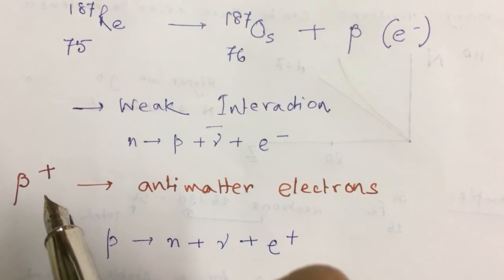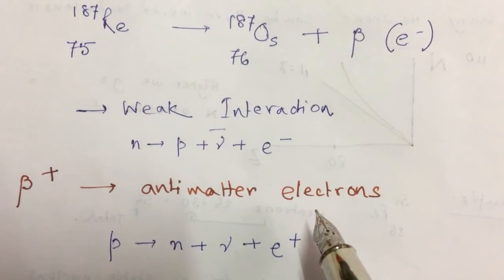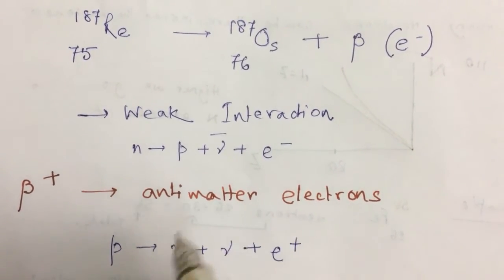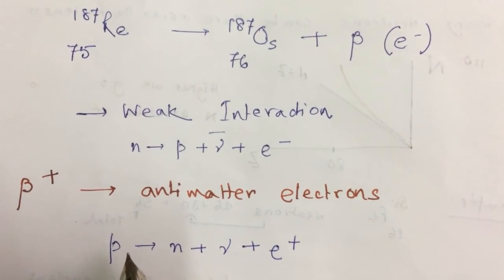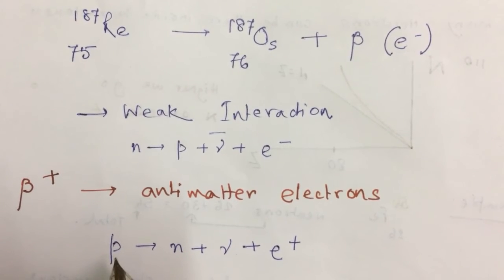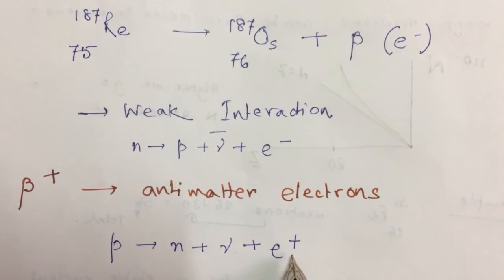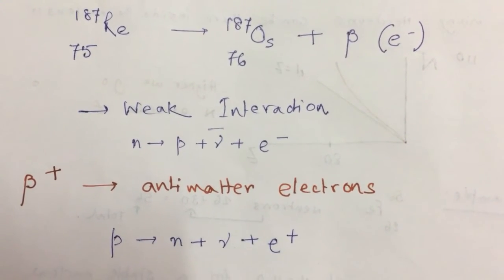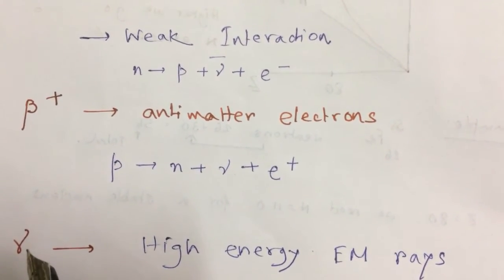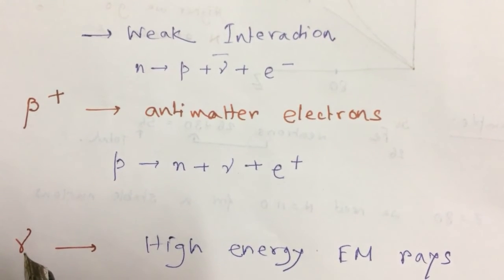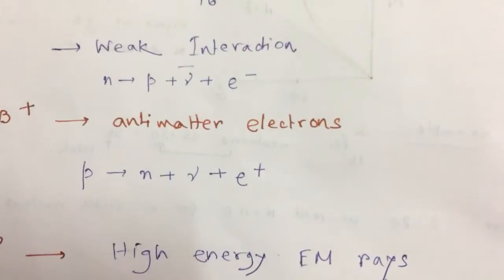There is another beta emission, which is beta plus, which is the antimatter electron, a positively charged electron. For beta plus emission, this is again a weak interaction, and in this case a proton is converted into a neutron, a neutrino, and a beta plus, that is a positive electron. And high energy electromagnetic rays are emitted as gamma rays from the nucleus when the nucleus is extremely excited, that is, it is in an extremely high energy state.